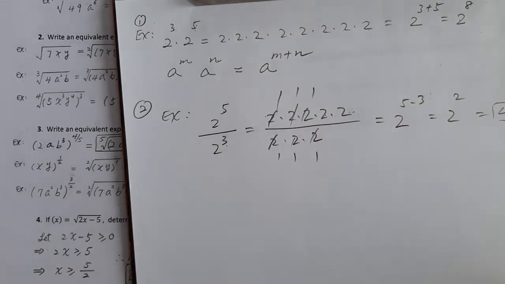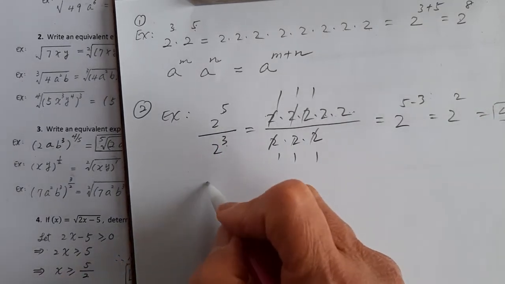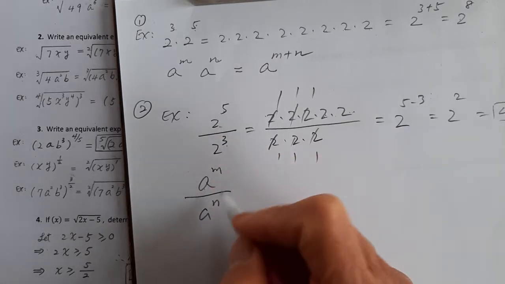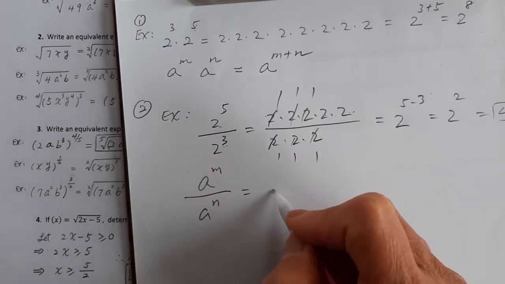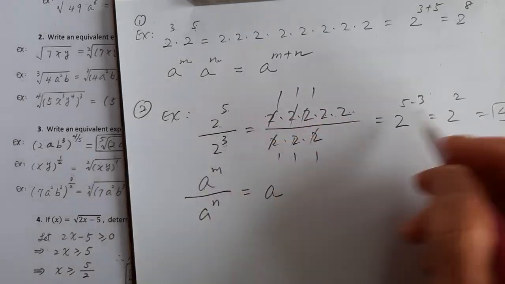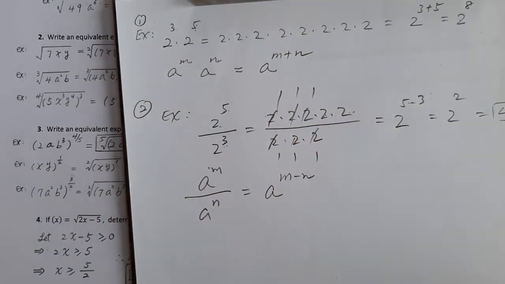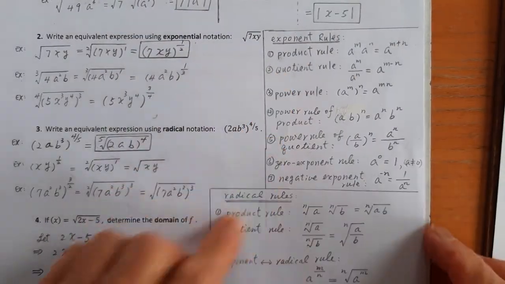So this we call the quotient rule: a to the power m over a to the power n, where a is like 2 and the exponents are like 5 and 3. It's the same base a, and 5 minus 3, so it's m minus n. Subtract the exponents. So this is the quotient rule.